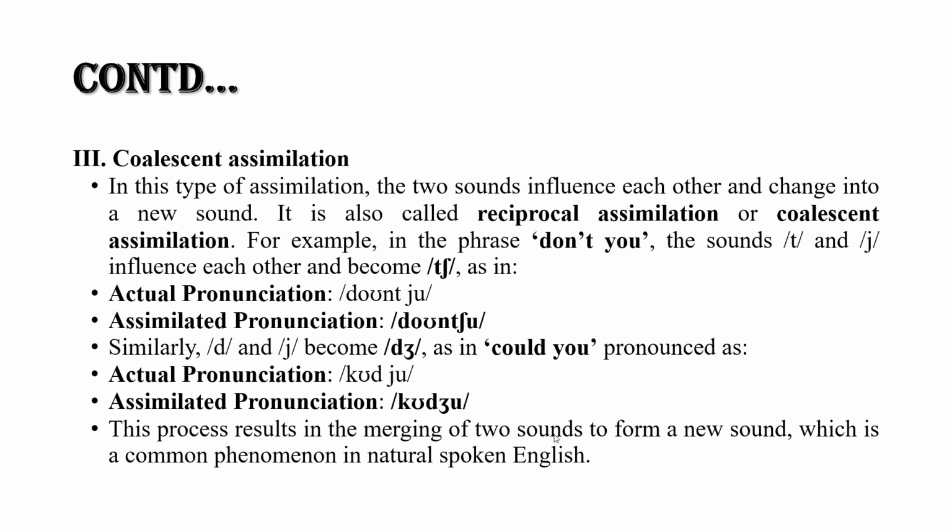The influence of one sound over another sound is why they merge. There will be a merge of those two sounds, which become a new sound, a common phenomenon in natural spoken English. These are the three types of assimilation based on direction. One is regressive assimilation, the next one is progressive assimilation, and the next one is coalescent assimilation.